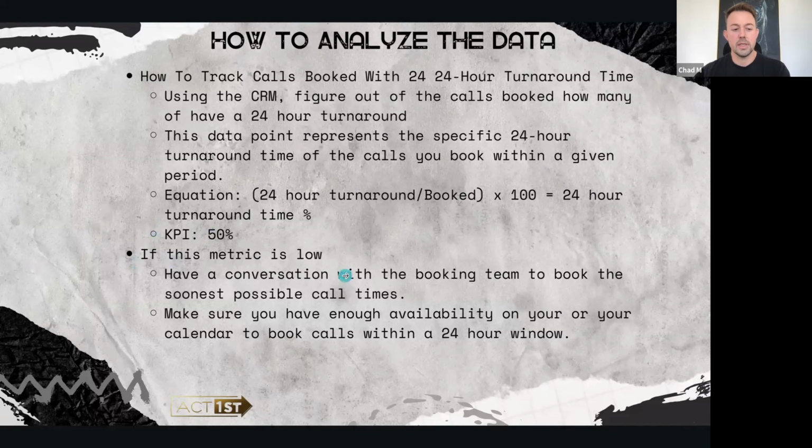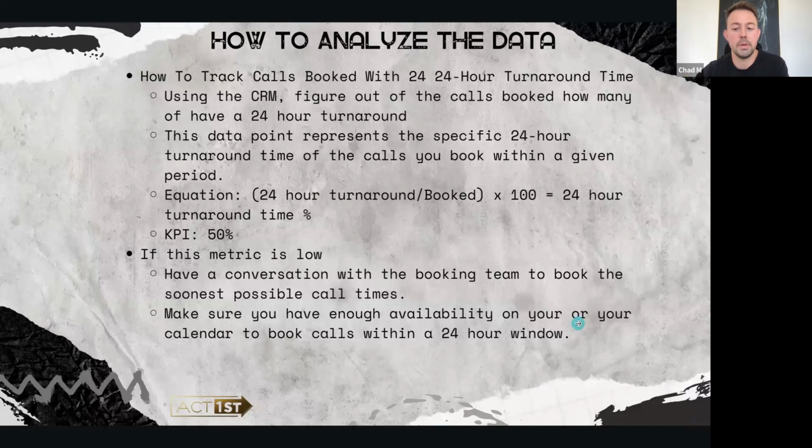So if this metric is low, right, I would have a conversation with the booking team or the person who books the calls and just say, hey, let's just make sure we're prioritizing booking the soonest possible availability. So when you guys are pitching calls for my calendar, just make sure you're pitching the soonest possible call that is offered on my calendar, right? So that's one step you could take as a high ticket closer: you can have that conversation with the booking team there, right?